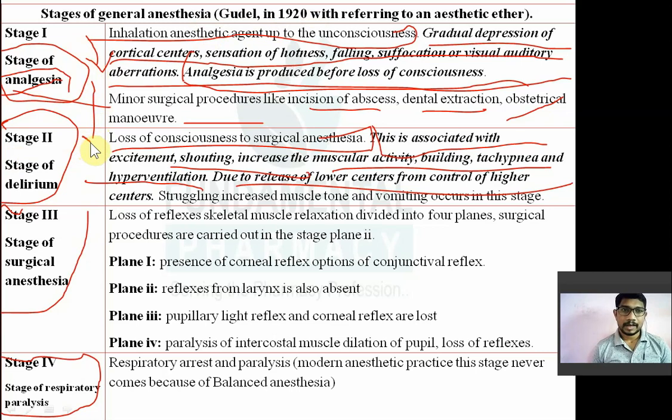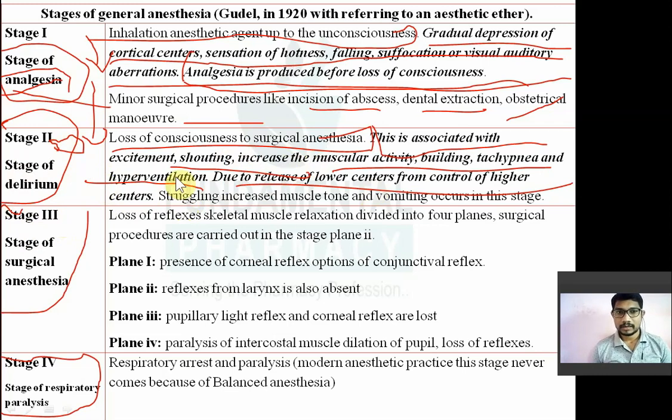So as you increase the dose of anesthetic agent, the higher center will lose control on lower center. मतलब हायर सेंटर कौन से? हायर सेंटर बोलते हैं those centers which are present in the medulla oblongata. Those centers will control lower center. Lower center means those centers present near to your spinal cord. So there is a release of lower center from the control of higher center, and that's why there is excitement, shouting, increase in the muscular activity. मतलब यहाँ पे चिल्लाओगे, आप मारने को दौड़ोगे, आपके मसल कॉन्ट्रैक्ट होंगे. ठीक है, हाइपरवेंटिलेशन मतलब सांस फूलेगा आपका ड्यू टू रिलीज ऑफ लोअर सेंटर फ्रॉम हायर सेंटर.